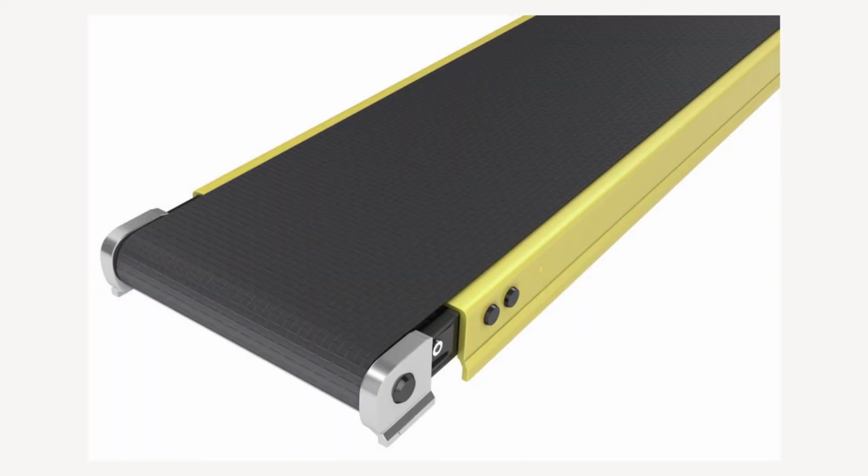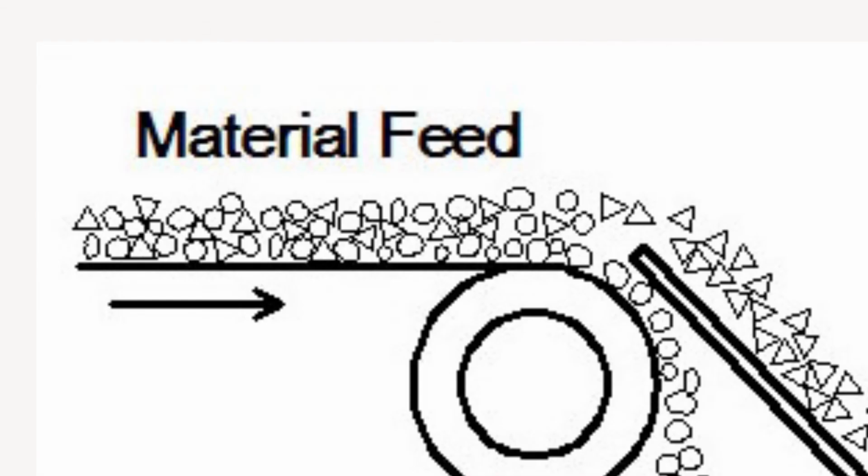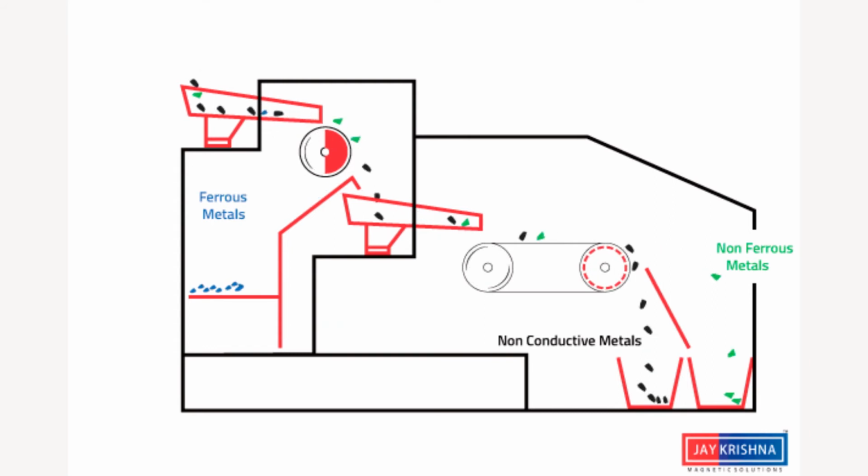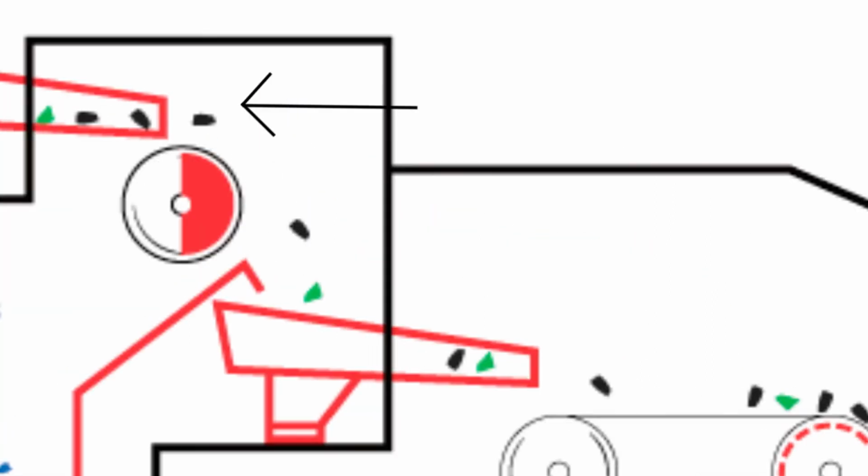The first modification is a vibrating conveyor belt. The conveyor belt has been modified to vibrate so that the distribution of materials is even. This makes it easier for the material to be repelled by the eddy current.